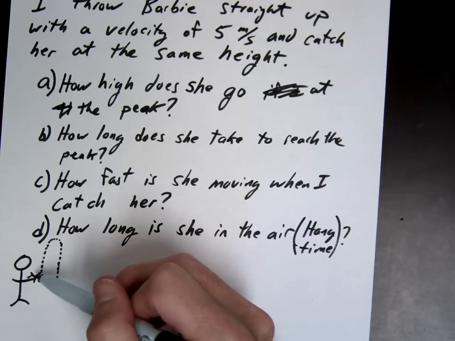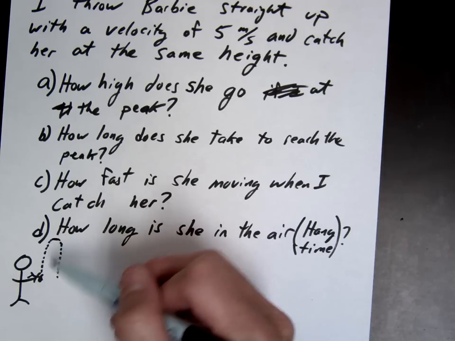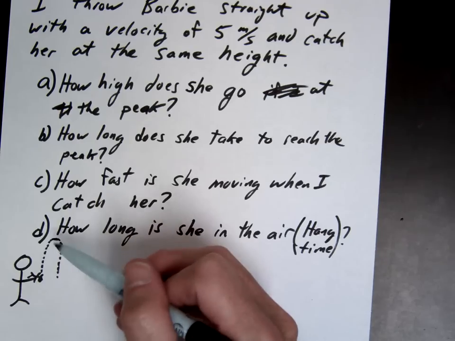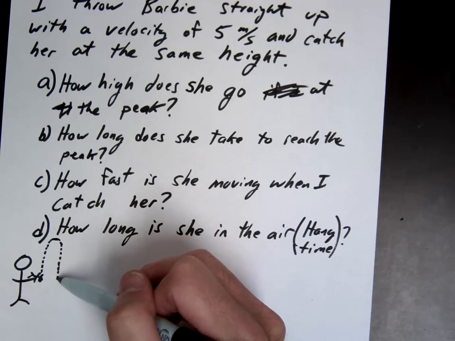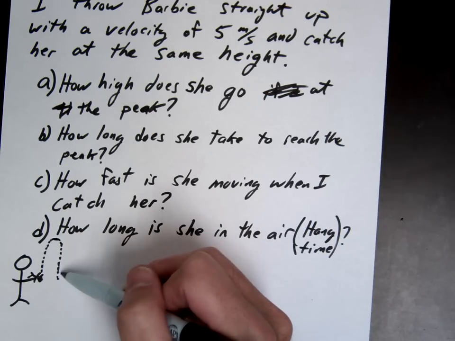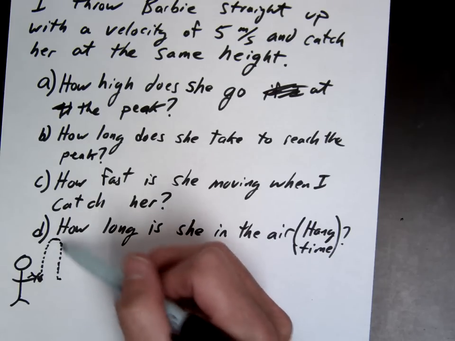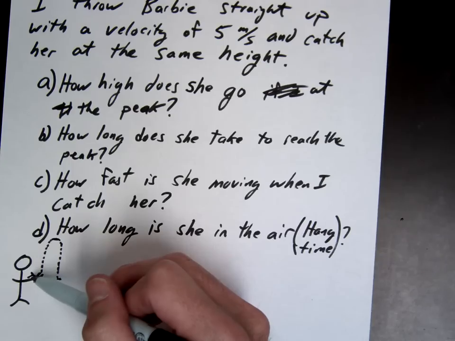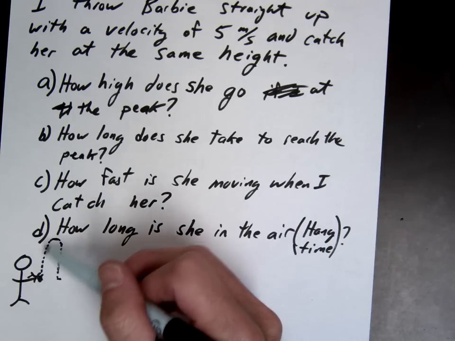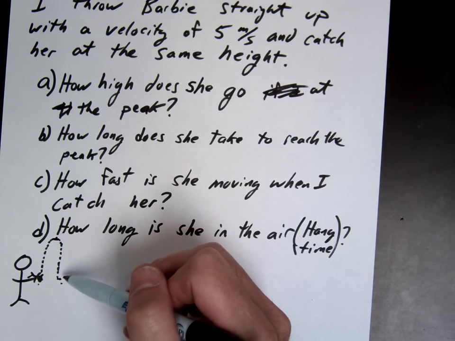I can look at it from when I throw her to the peak, that's the top here. I can look at from the peak to when I catch her, or I can look at from when I throw her to when I catch her. So these are 3 separate situations. They are related in some ways, but from the hand to the peak, from the peak to the hand, or from the hand to the hand.